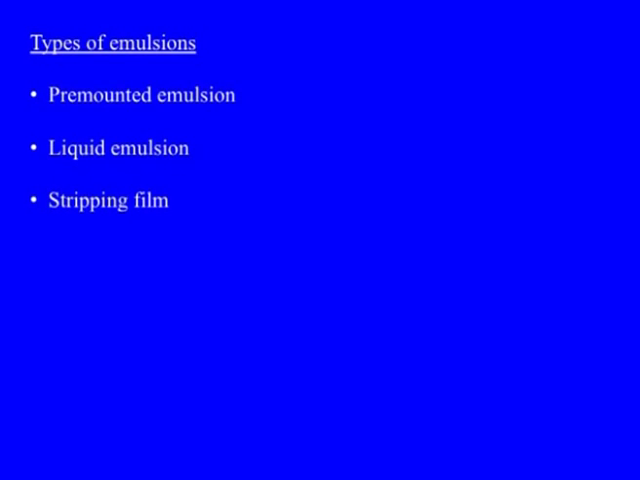Now, let us discuss a little bit about types of emulsions. There are three types of commonly used emulsions. One is called pre-mounted emulsion, another is called liquid emulsion, and the third one is stripping film. Now, pre-mounted emulsion is a relatively thick, maybe 50 to 200 micrometer thick, layer of emulsion mounted on a glass microscopic slide. As far as liquid emulsion is concerned, it is used in the dipping method.